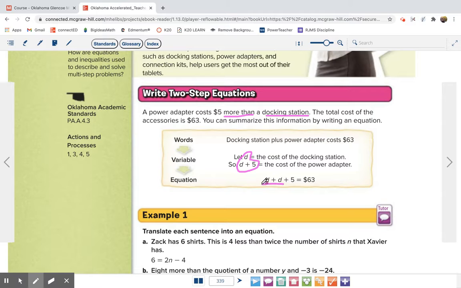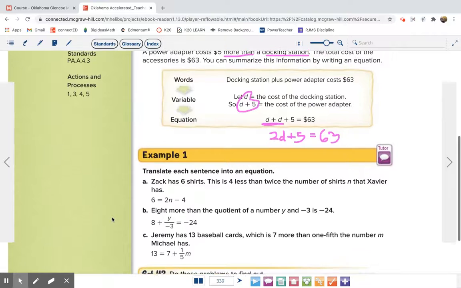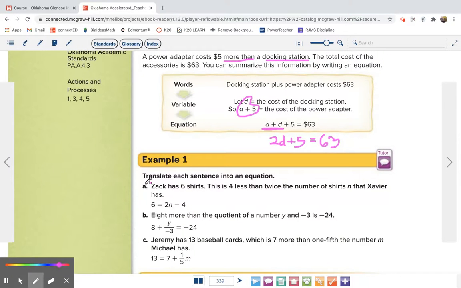So you actually have these as your individual pieces that you're then adding together. So then you combine this. D plus D is 2D plus 5 equals 63. That would be your answer, your final answer, your equation. You wouldn't have to solve any further than that. So then let's look at several examples here. Okay, so the main thing you're looking at are numbers and keywords that tell you what to write.